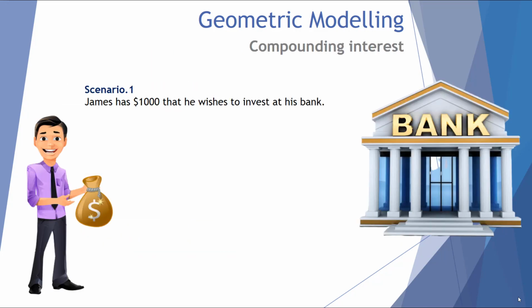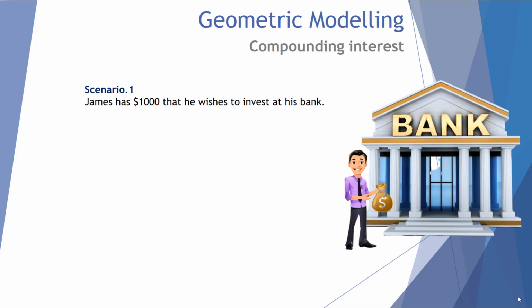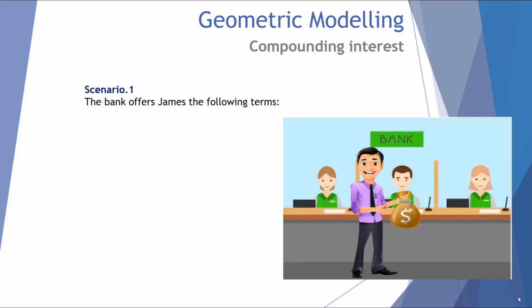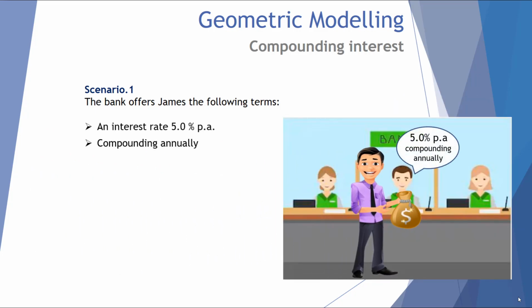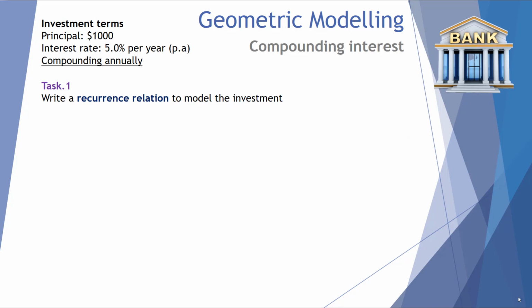So let's look at two different scenarios today. Scenario 1, James has $1,000 that he wishes to invest at his bank. The bank offers James the following terms: an interest rate of 5% per annum compounded annually. Task number 1, write a recurrence relation to model this investment.